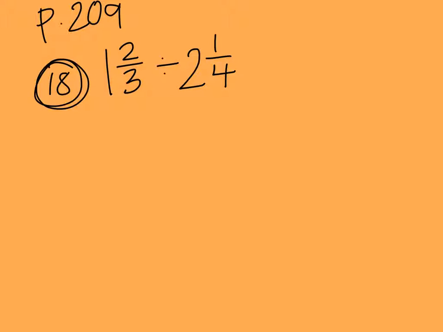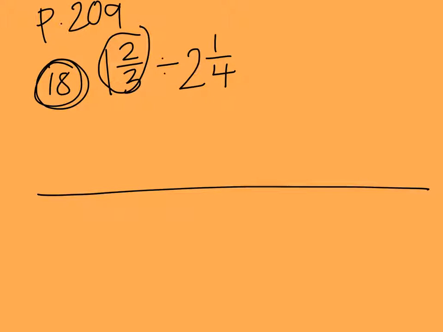We're still going to use our algorithm, keep, change, flip, but we need to make sure we know how to do this with mixed numbers. So the first thing that I'm going to do, I'm going to keep my 1 2/3. However, I'm going to write that as an improper fraction because that's a little easier to work with when you're multiplying. So then we'll have 3 times 1 is 3, plus 2 is 5. We'll have 5/3, which we keep. We just wrote it differently.